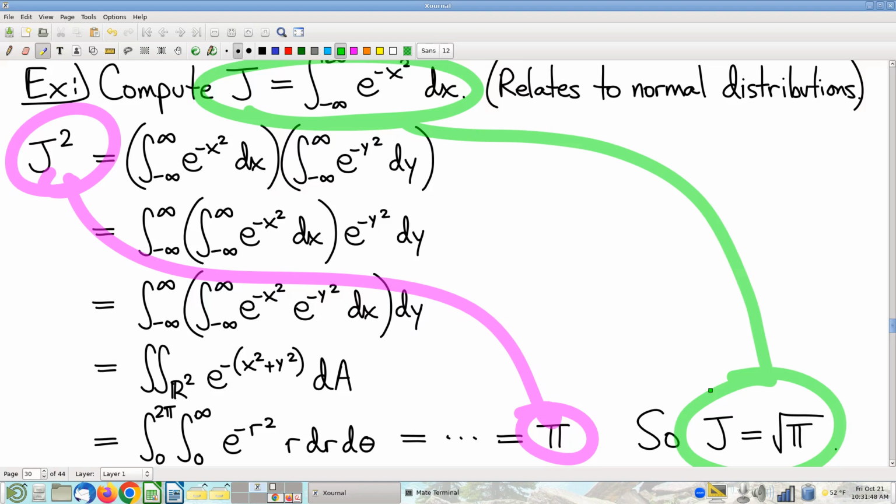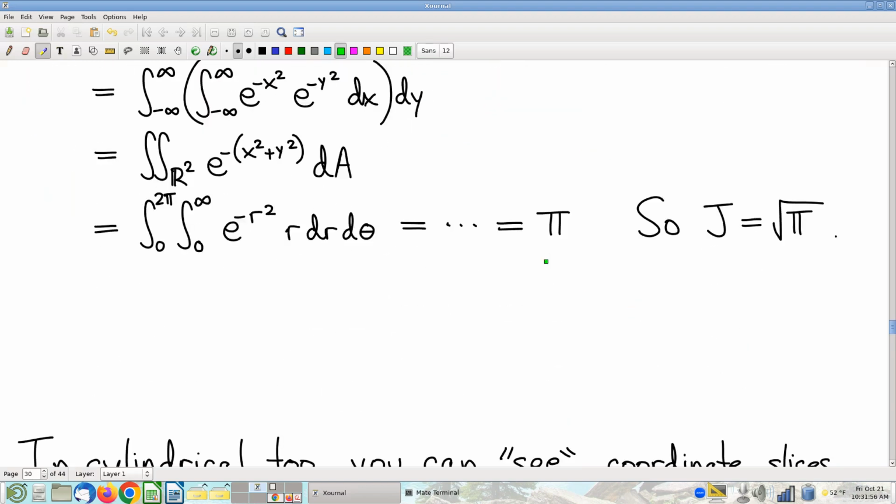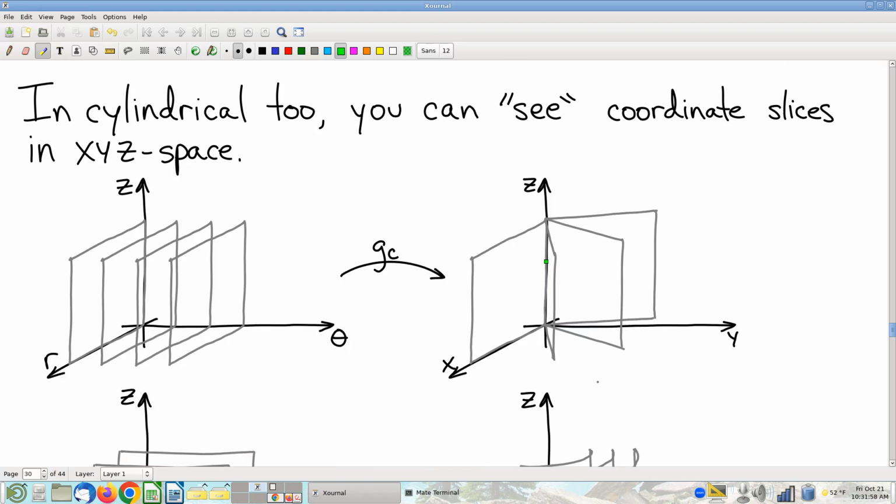Super clever. Super, super clever. All right, so thank you, polar coordinates. All right. Okay, so that's enough for polar coordinates.